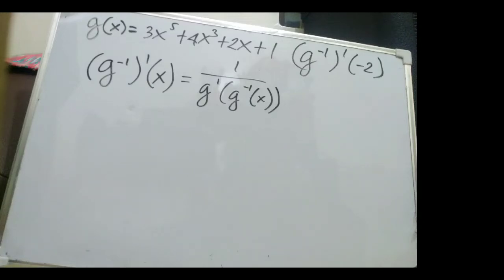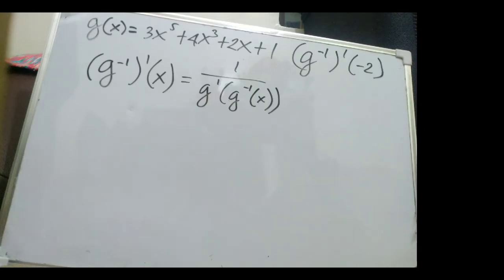Okay, evaluating inverses leads us to this kind of problem where we have to evaluate the derivative of the inverse. Now, suppose we have g of x equals 3x^5 plus 4x^3 plus 2x plus 1. And then we are going to evaluate the derivative of its inverse at x equals negative 2. Now, the formula for the derivative of the inverse is 1 over g prime of g inverse of x.